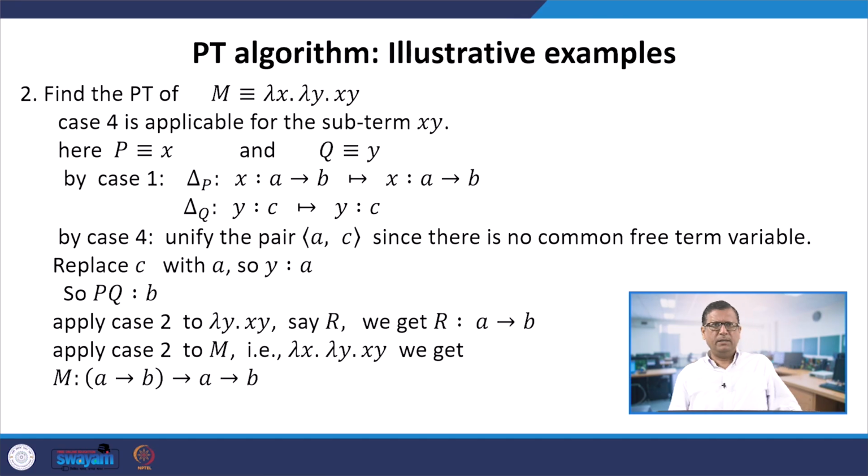Now we take the other example. This involves abstraction and application. Its form is lambda x, lambda y, x y. That means the first part has this subterm.